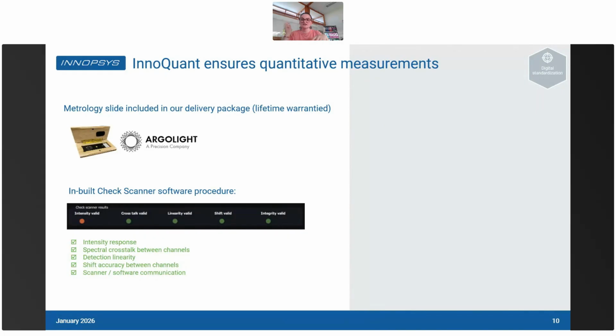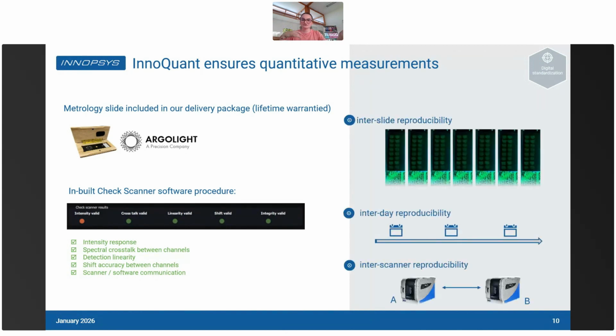So you can check, for example, the intensity of the laser, linearity of the PMTs, the crosstalk between each channel. And this allows you to make sure that each experiment can be comparable not only from one slide to another, but also from one day to another. And also if you have different laboratories, different locations.